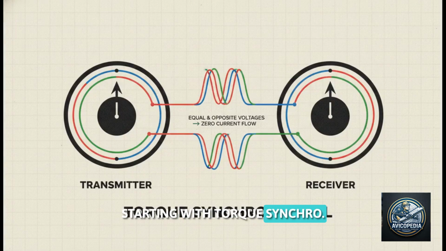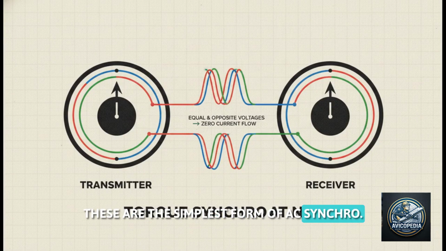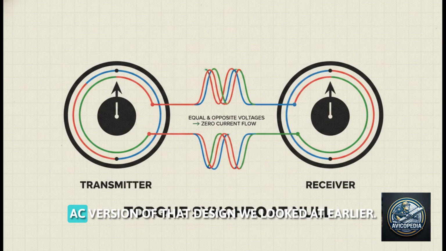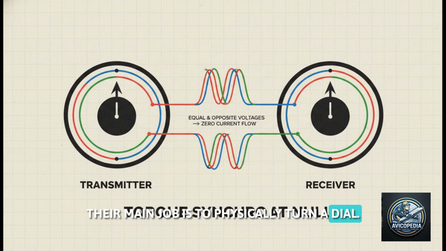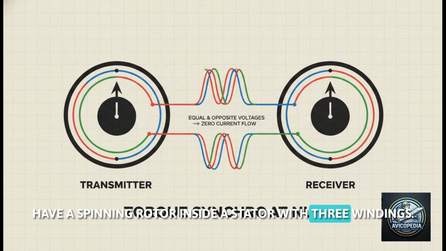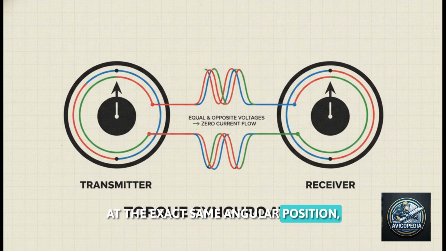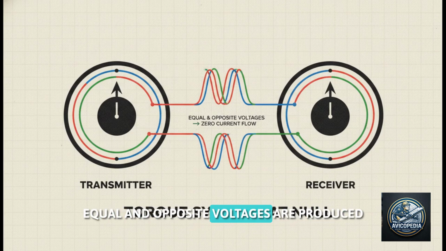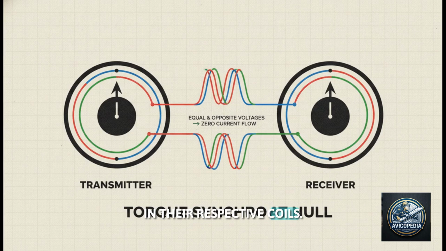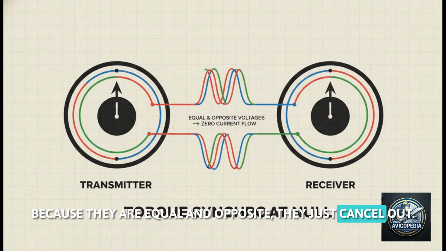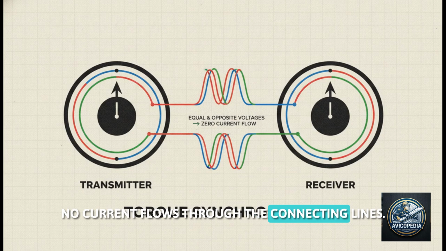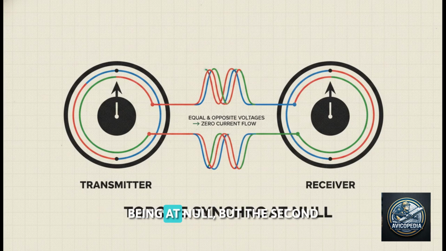Starting with torque synchros, these are the simplest form of AC synchro. Think of them as a much more advanced AC version of that Desynn we looked at earlier. Their main job is to physically turn a dial. Both the transmitter and the receiver have a spinning rotor inside a stator with 3 windings. When both of those rotors are sitting at the exact same angular position, equal and opposite voltages are produced in their respective coils. Because they are equal and opposite, they just cancel out. No current flows through the connecting lines. We call this perfect state of balance being at null.